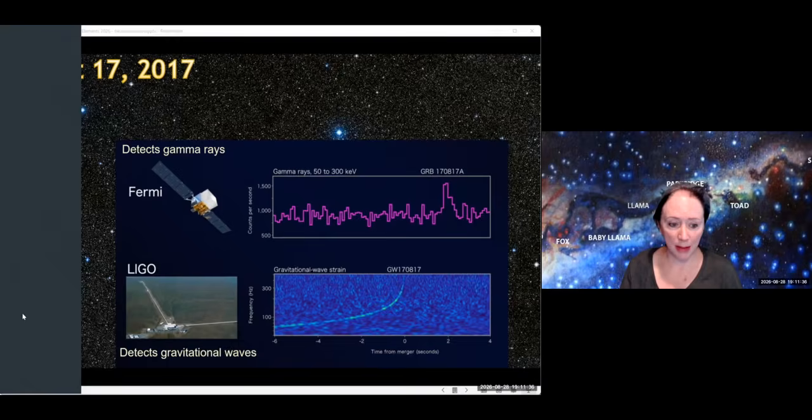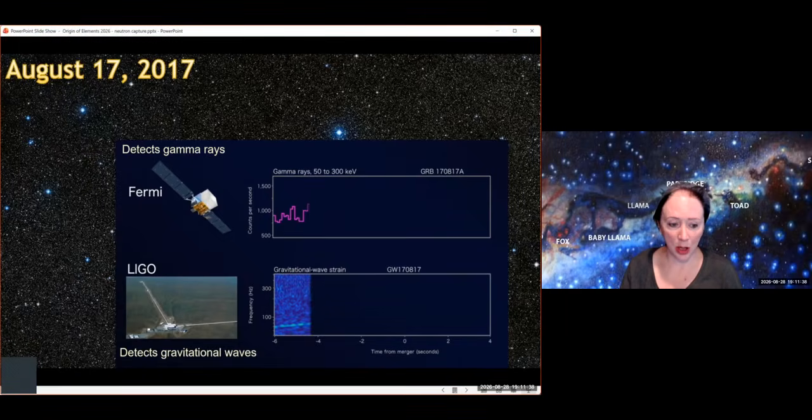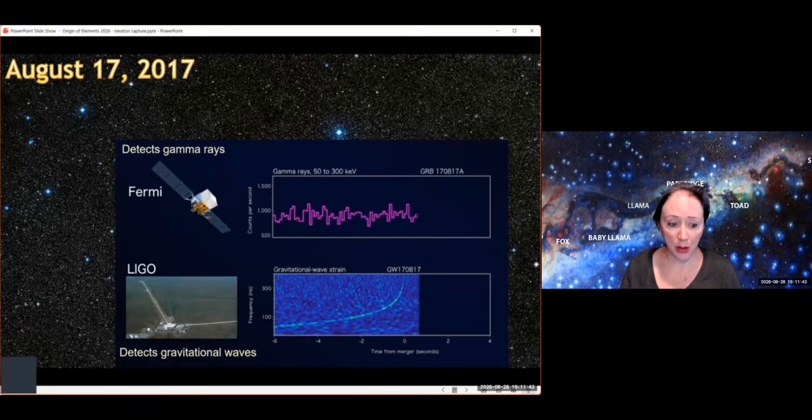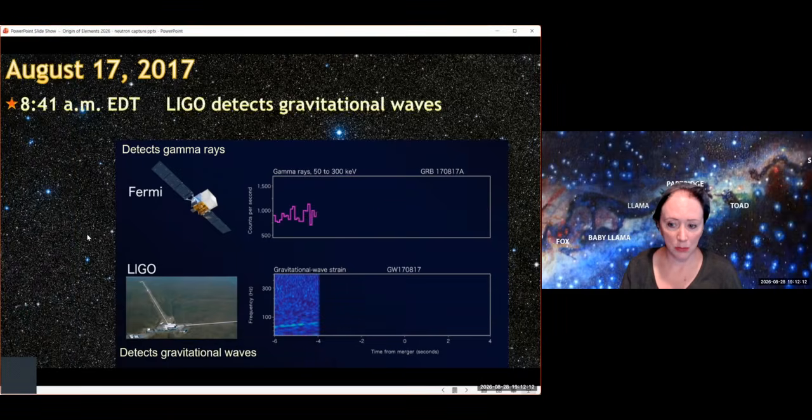Let's watch that again. Spiral together, getting closer, closer, closer. Then, 1.7 seconds later, ding! Fermi detects a short burst of gamma rays. Think about what we've just done. We didn't simply make a theoretical model of 2 neutron stars merging. We detected the gravitational waves from the merger. And then, less than 2 seconds later, the Fermi detected gamma ray bursts associated with the same event.